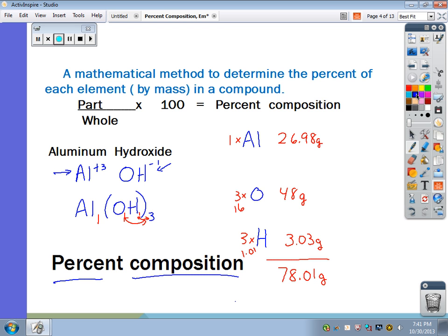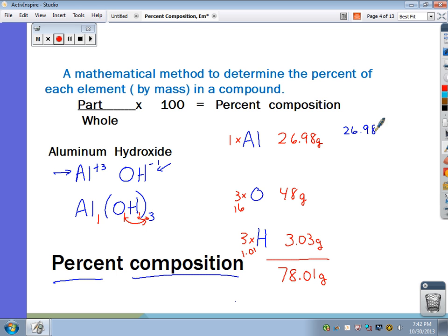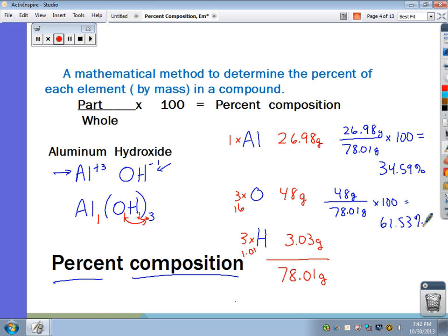I do my math by saying 26, let's close this, there you go, 0.98 grams of aluminum over 78.01 grams total, times 100, equals 34.59%. That's aluminum. For oxygen, I'm going to take 48 grams of oxygen over 78.01 grams. That's the mass of the total compound, times 100, and that's going to give me 61.53%, and that's oxygen.